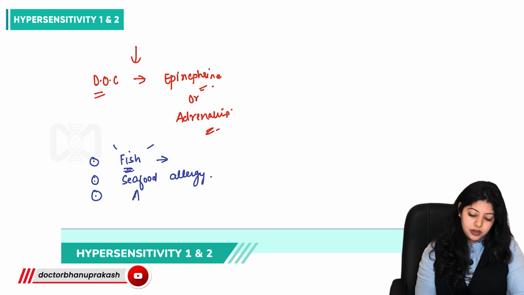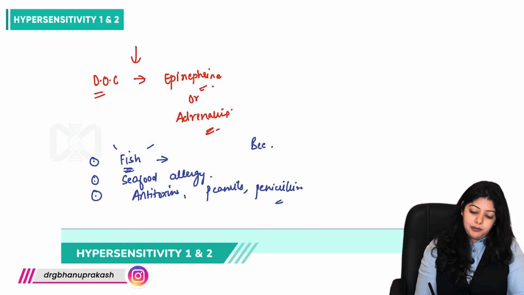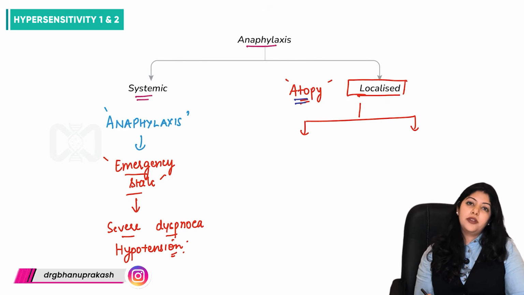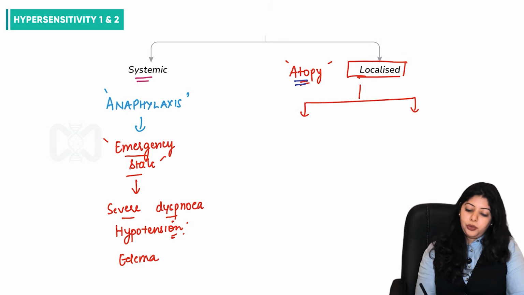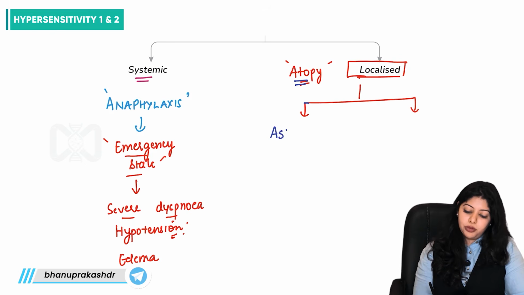certain antitoxins, peanuts, penicillin, and even the sting. Bee stung patients. This can all lead to systemic anaphylaxis. Now let us talk about the localized reaction. So this can be one example of this. There are certain examples. Firstly, let us discuss two important examples, that are asthma as well as hay fever.